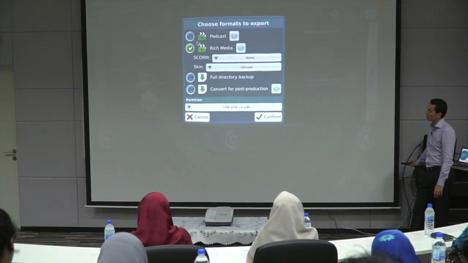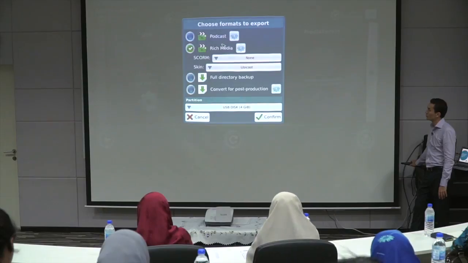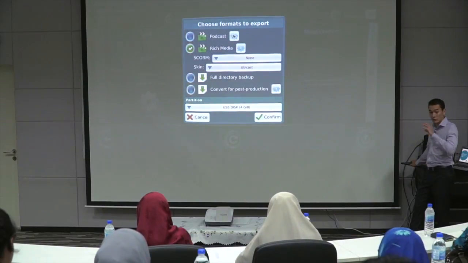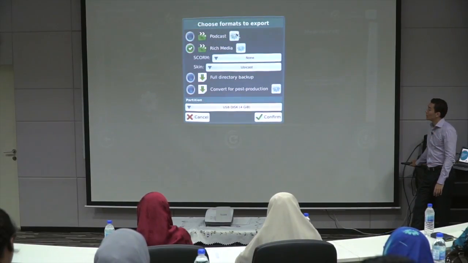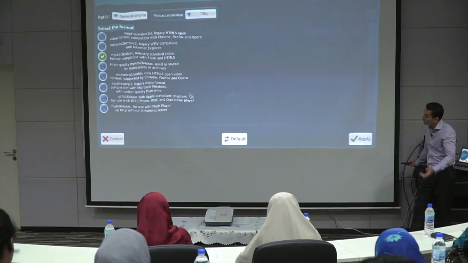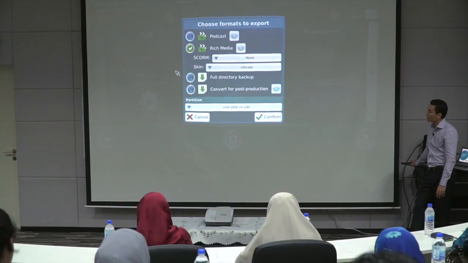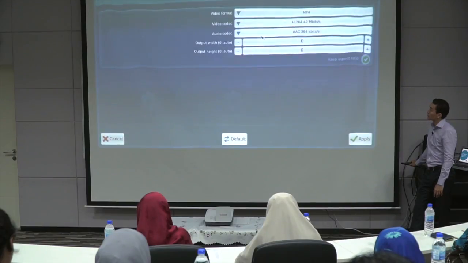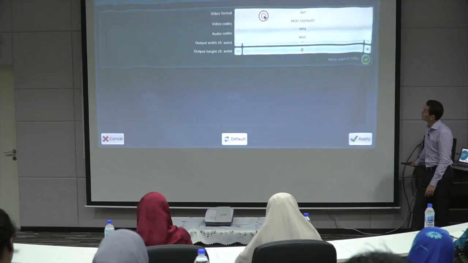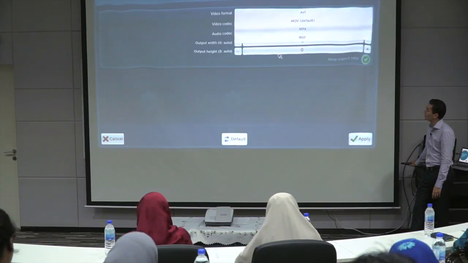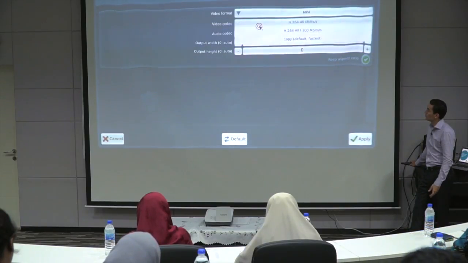So by default, it will export a rich media file, which is what I'll show you. You can also export a podcast, which is just going to be a video file. You have the options of lots of different formats. You can do a backup of the original files. And you can also convert for post-production. So this is for Adobe Premiere and Final Cut. If you want, you can choose the formats, MXF. If you like, you can choose the video codec.